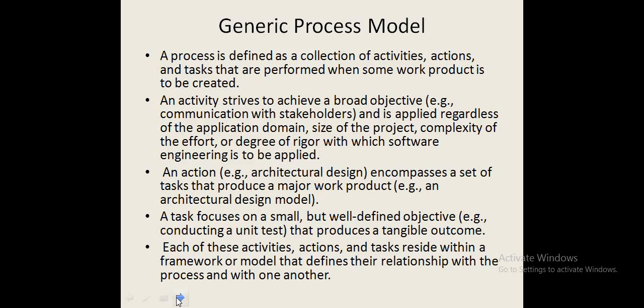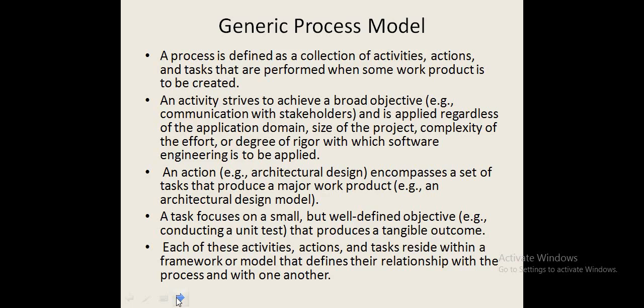Then, what is an action? An action encompasses a set of tasks that produce a major work product. That is, an action means a part of the activity. An activity can be composed of different actions. Now the action may contain a different set of tasks. A task focuses on a small but well-defined objective. A task is a little more precise. That is, it is defined for a particular objective. For example, conducting a unit test. Unit test means testing of each module. So it is more precise and it produces a final outcome. These are the differences between activity, action and task.